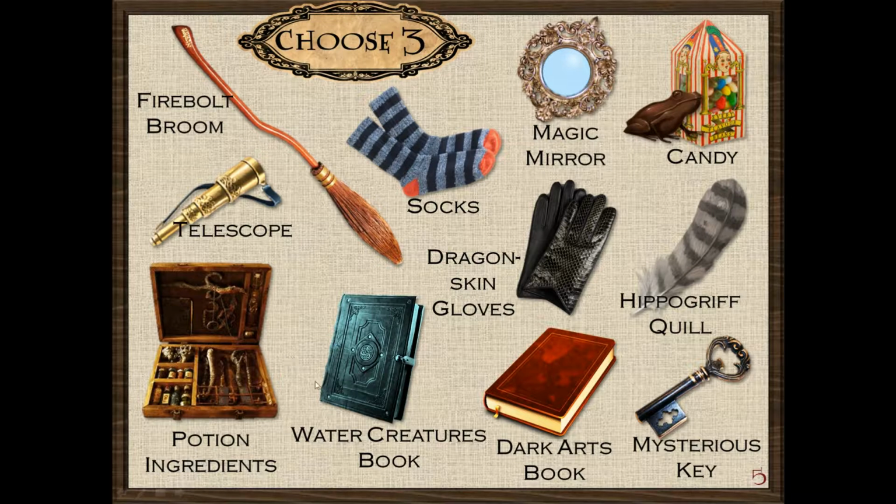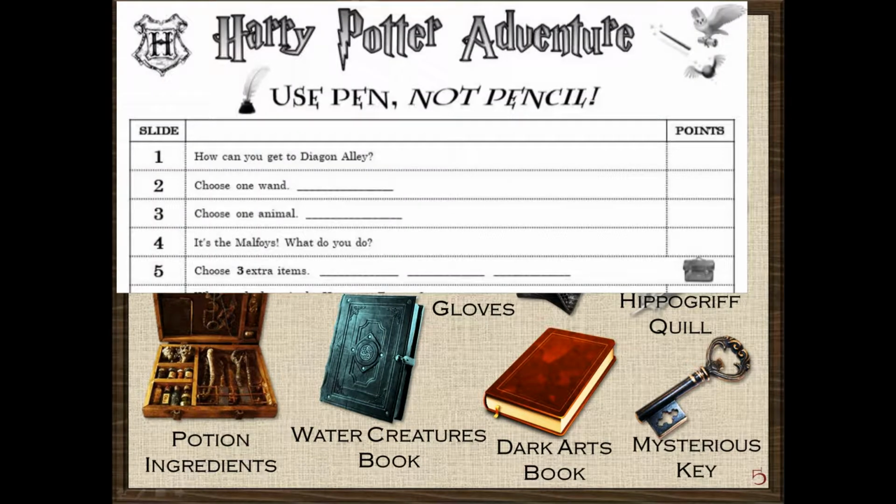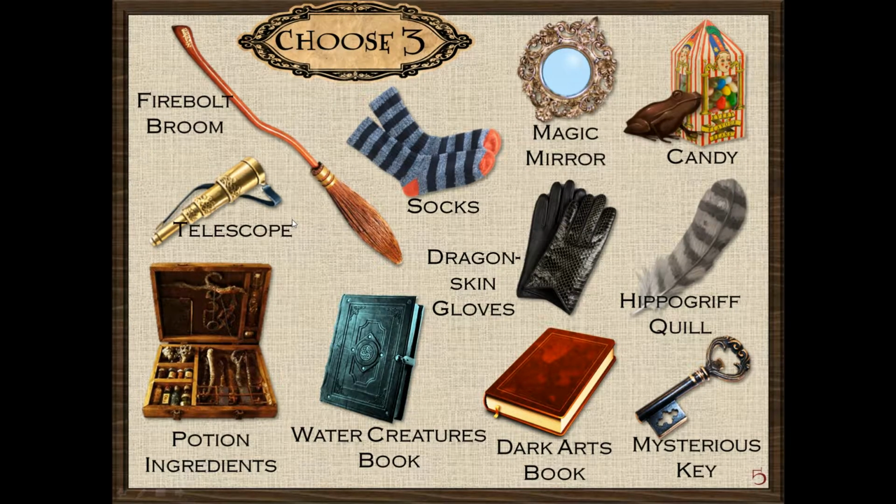Okay, students have to choose 3 of these items. They have to write them down on their sheet where it says slide 5. They won't get points now, but possibly in the future, these items might come into play. So tell them to choose wisely.